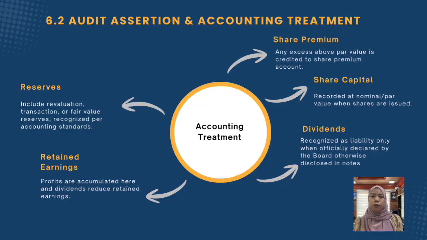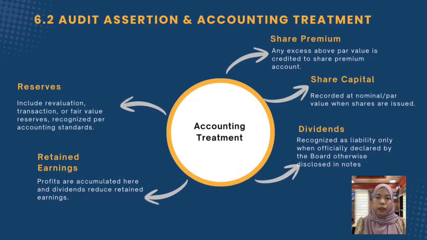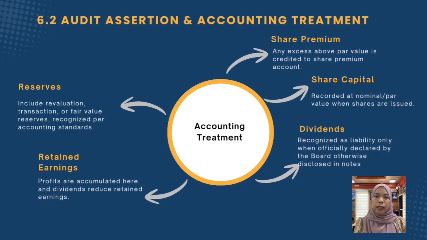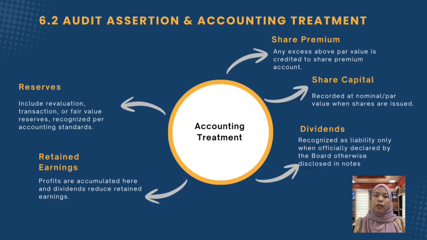Now, let's go through the accounting treatment of equity, which explains how different components of equity are recorded and presented in the financial statements according to accounting standards. Firstly, reserves refer to accumulated amounts that are set aside within equity, such as revaluation reserves and fair value reserves. These arise when there are changes in the value of certain assets or accounting adjustments required by standards. For example, if a company revalues its property and the value increases, the gain is not recorded in profit or loss but instead goes into a revaluation reserve within equity.